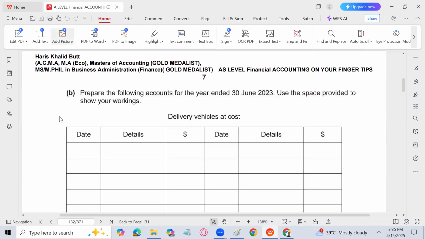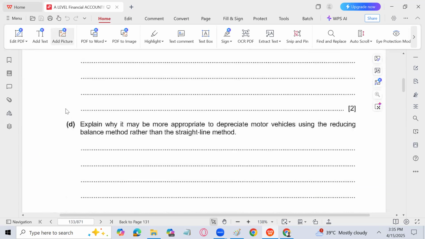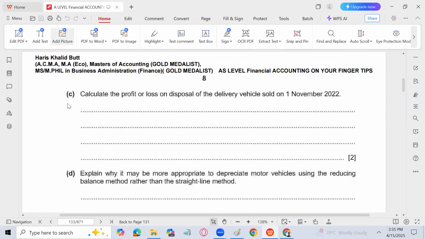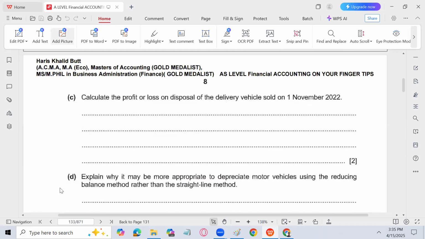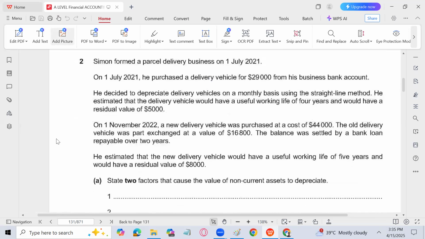You have to prepare the delivery vehicle account for the year ended 30th June 2023, the provision for depreciation, and the disposal also, because you have to calculate profit and loss. It means that you have to go for the disposal. So let's do that. I'll start from here.